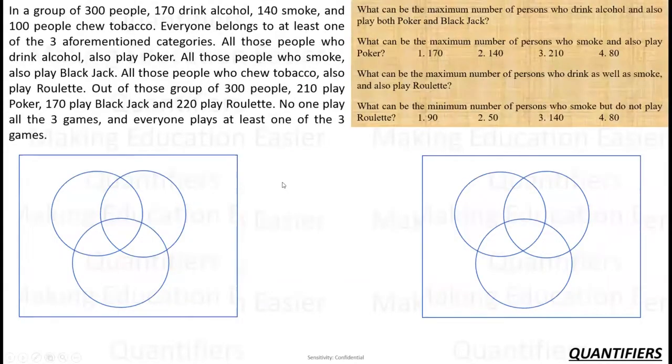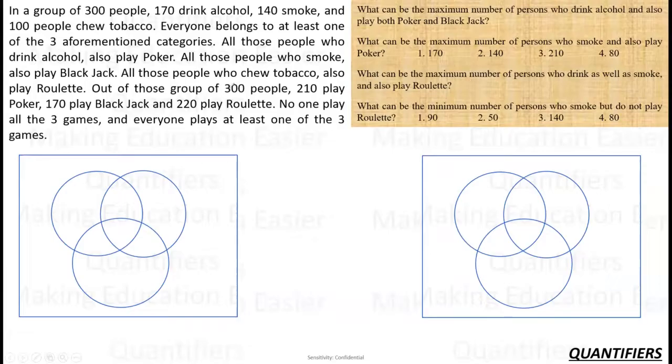Okay. Now, I know that there are two kinds of categories mentioned here: the people who drink and the people who play. And the people who drink are a subcategory of the people who play. As all the people who drink alcohol play poker, all the people who smoke play blackjack, and all the people who chew tobacco play roulette. So these are the things that we need to keep in mind.